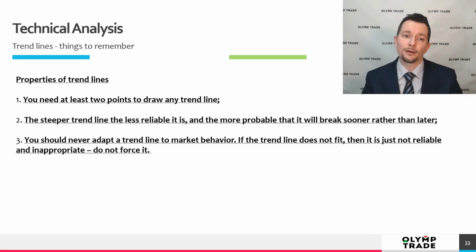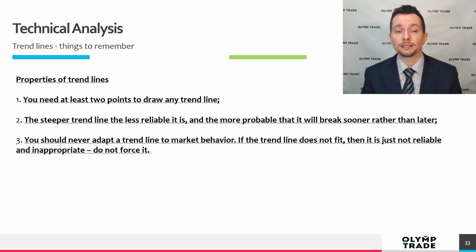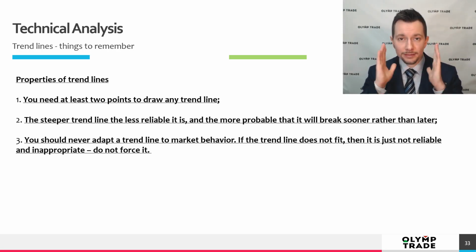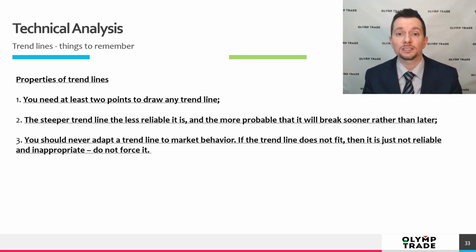Moving on, I wanted to tell you a little bit more about the properties of trend lines. Like I said, you need at least 2 points to draw a trend line. The steeper a trend line is, the less reliable it is, because think about it this way: everything that goes up must come down, and it's more probable that it will break sooner than later.